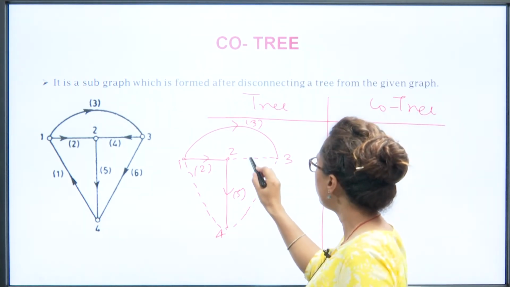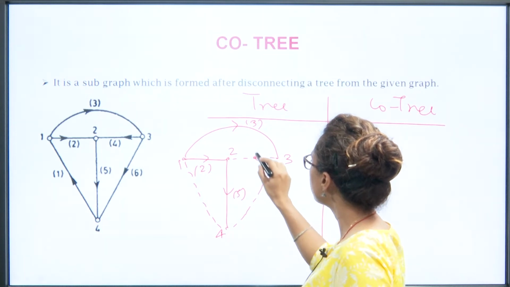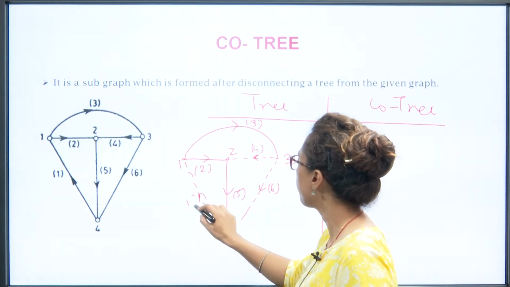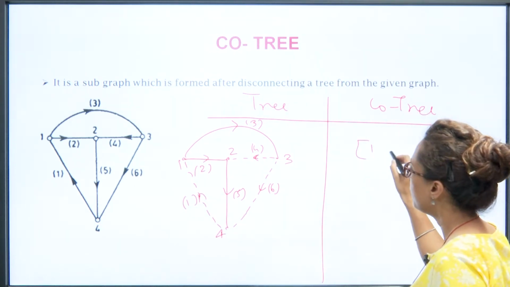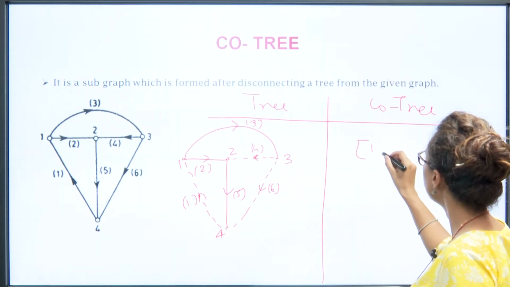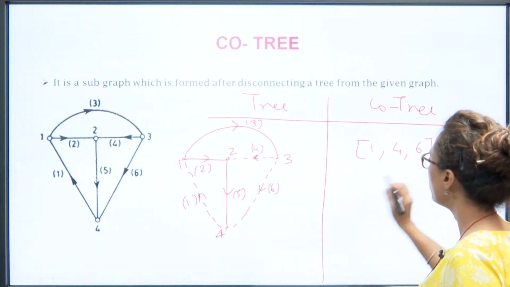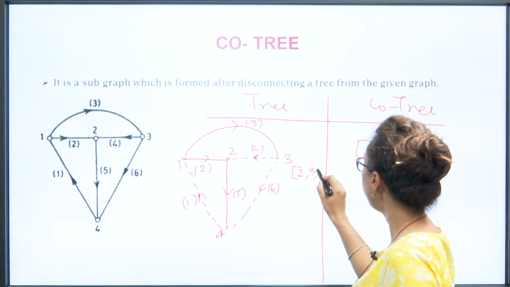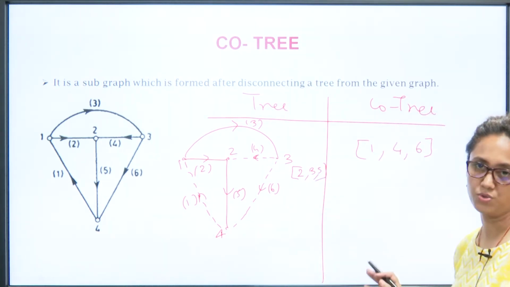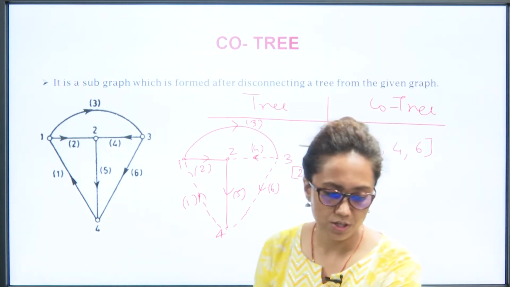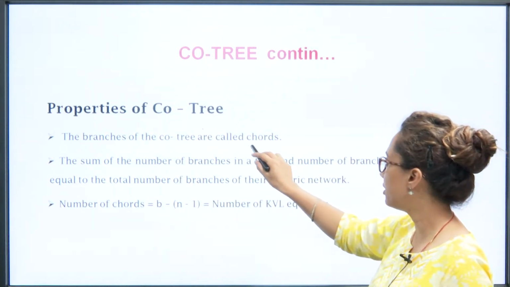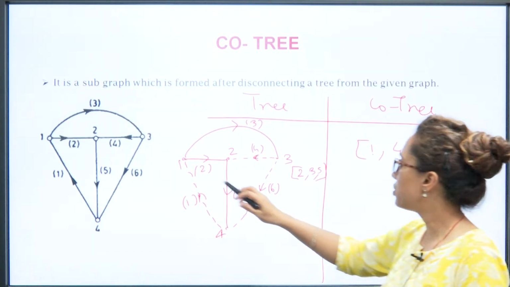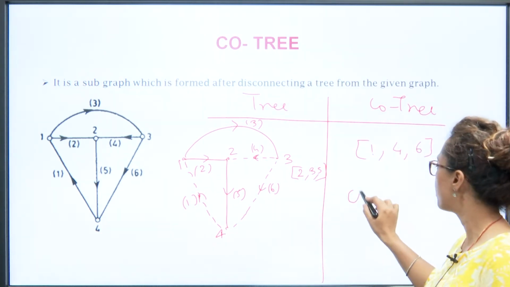This is branch number 4, this is branch number 6, this is branch number 1, right. So branches 1, 4 and 6 are in the co-tree, and the branches in the tree are 2, 3 and 5, right. So this is the next co-tree. If we see the property of it, the branches of the co-tree are called the chords. It means the branches which we have written here, first, fourth and sixth, which are the branches of your co-tree, are called the chords, right.